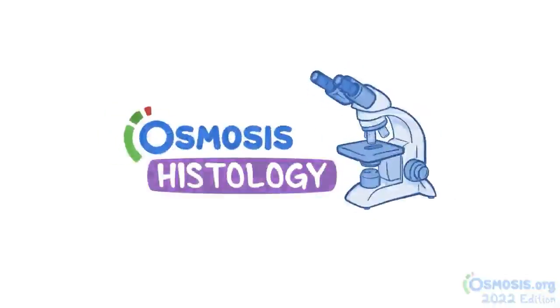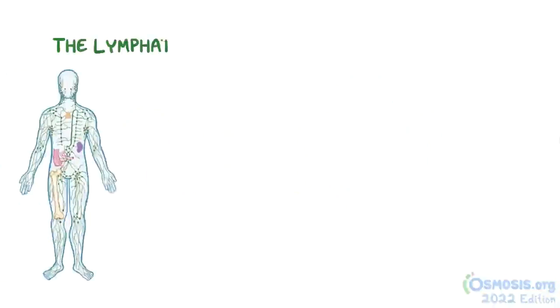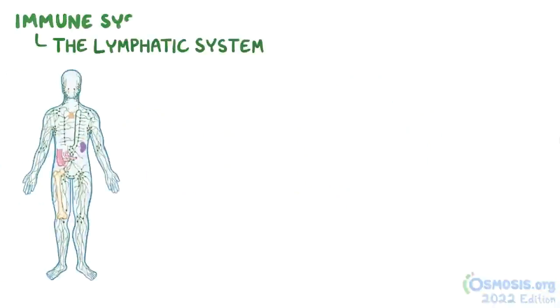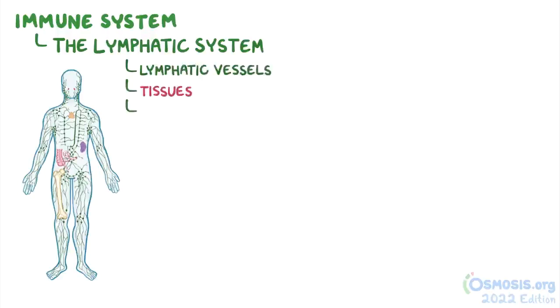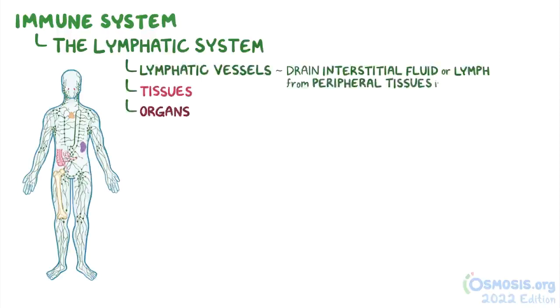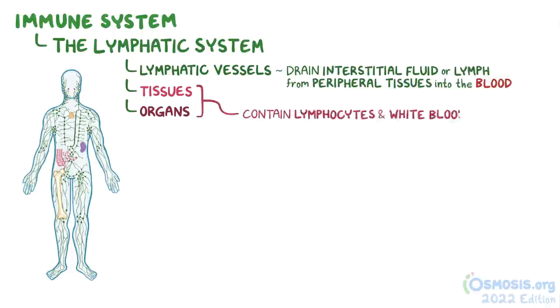Now, let's get a closer look. The lymphatic system is an essential part of the immune system, and it consists of a network of lymphatic vessels, tissues, and organs. The lymphatic vessels drain interstitial fluid, or lymph, from peripheral tissues back into the blood. Lymphoid tissue and organs contain a lot of lymphocytes and other white blood cells.